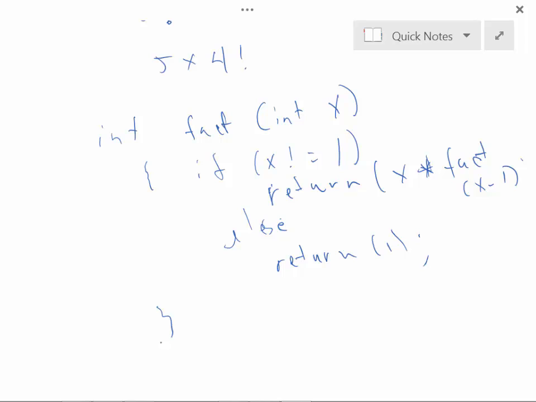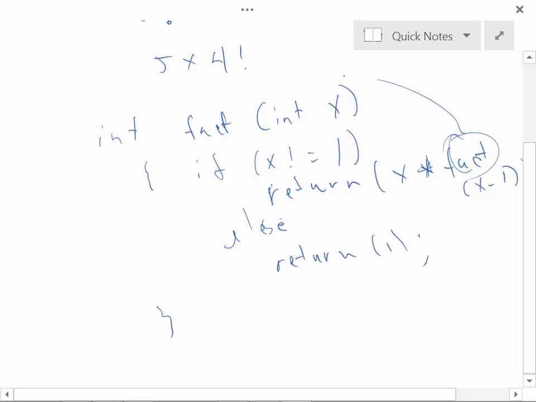If x is equal to 1, I just return 1, because 1 factorial is equal to 1. If it's equal to 2, it's 2 times 1 factorial. If I pass it 5, it's 5 times 4 factorial. This is a recursive routine because it calls itself. That's a recursive subroutine.